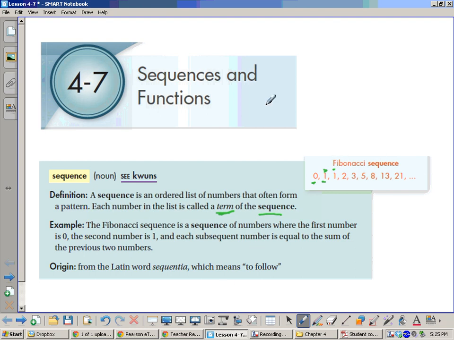The word sequence comes from the Latin word sequentia, if I pronounce that properly, which means to follow.